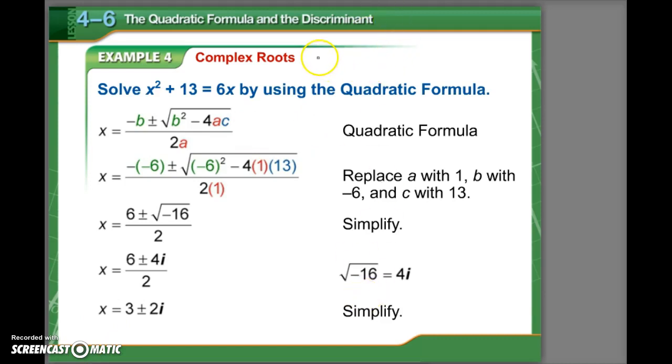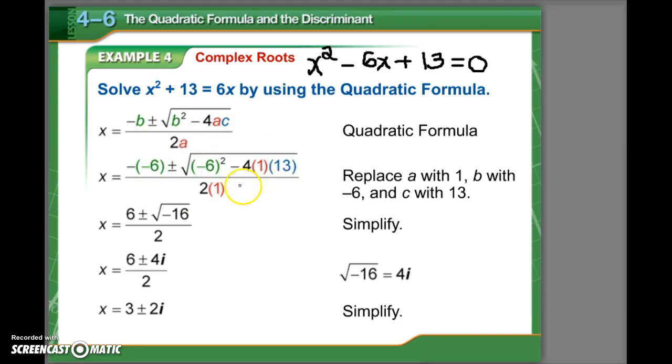We've got x squared, now it'll be minus 6x plus 13, and now it equals 0. So if we look at this, we should see that a is 1 and b is negative 6 and c is 13. And what we're going to do is plug those numbers into the quadratic formula and simplify everything in here.